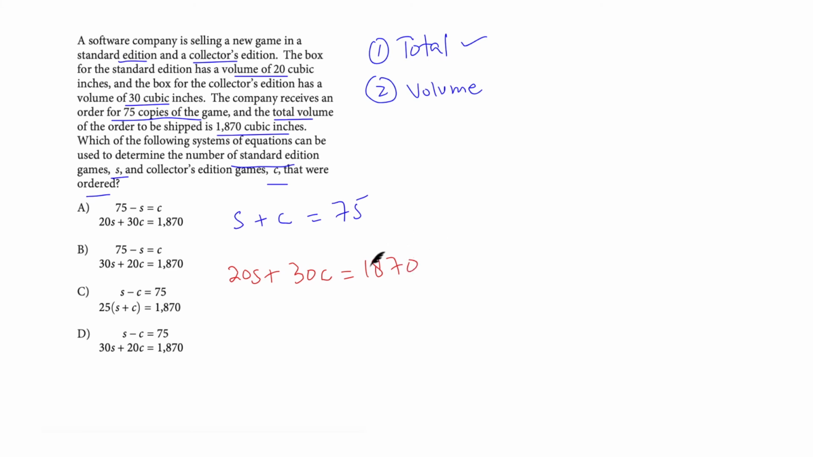Now let's just look at the option choices. The first one is 75 minus S. Okay, they have changed the form. So if I have to change this, I will write this as C is the subject. So C is 75 minus S. Okay, this one is fine, 75 minus S, and 20S plus 30C equals 1870. Yes, A is our answer. There you go. You don't even need to look at the other option choices. You can if you want to, but this is our answer.